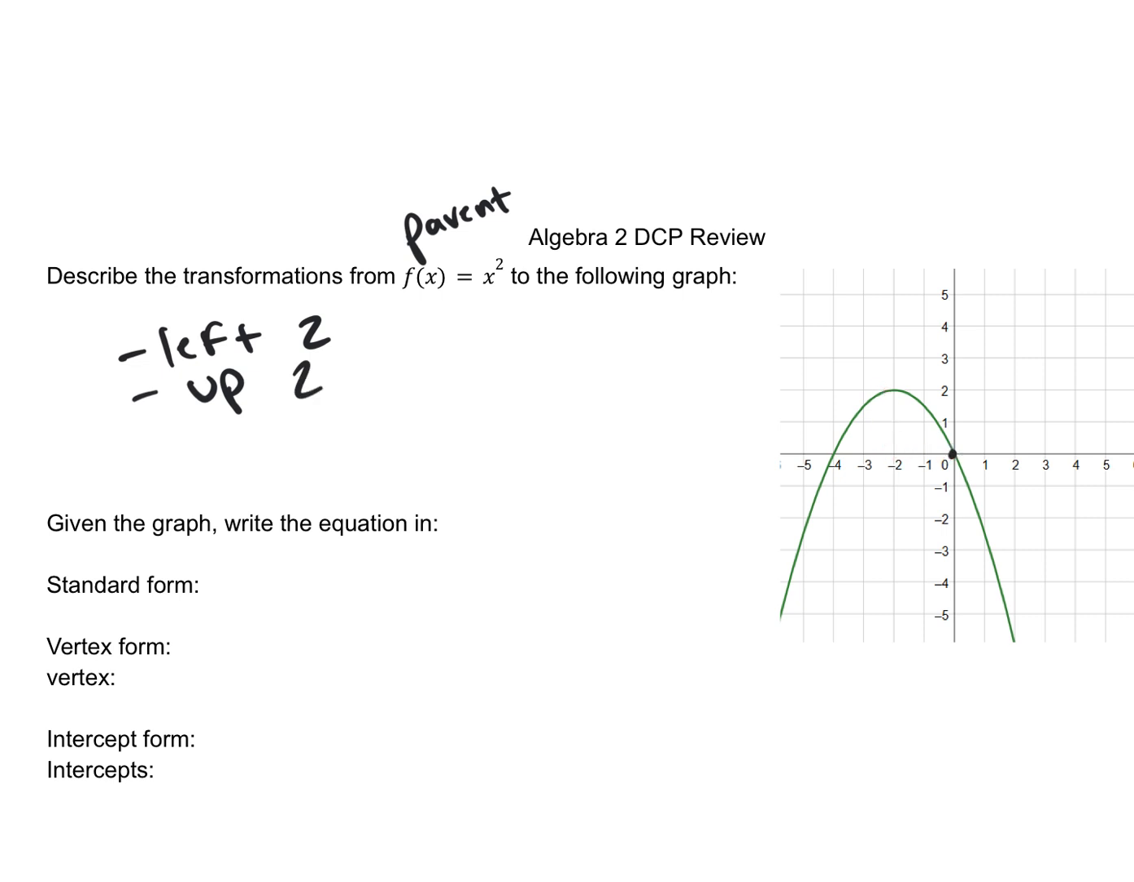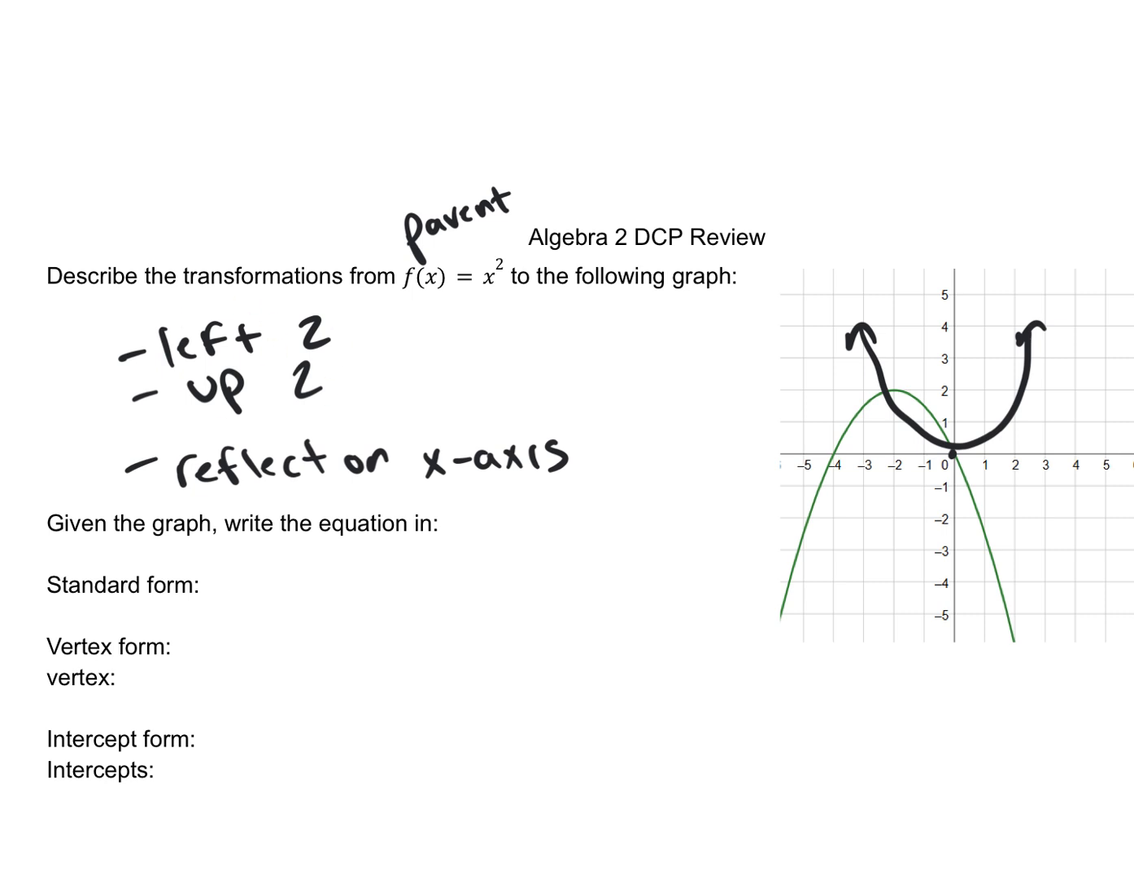But my parent function also opens up. Like it looks like a normal U. It looks like something like that. So for my graph to flip over, I had to reflect on the x-axis. So again, to tell your transformations, always start on the middle and try to get to the vertex, and that would give you the transformations.